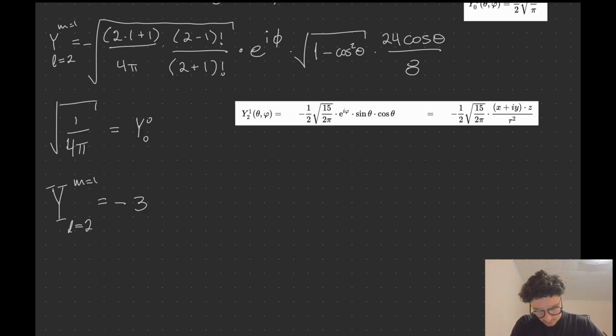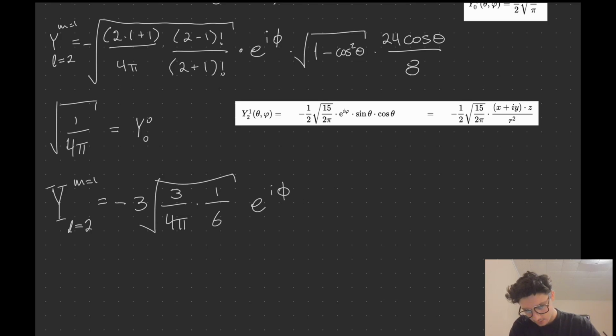But no stress. Alright, here we have 2 times 1 plus 1. 2 times 1 is 2, plus 1 is 3. Then here we have a 4 pi left over. Then here we have 2 minus 1, 1. 1 factorial is just 1. 2 plus 1, 3. 3 factorial. 3 times 2 is 6, times 1 is 6. Then here we have an e to the i phi, sine theta, cosine theta.